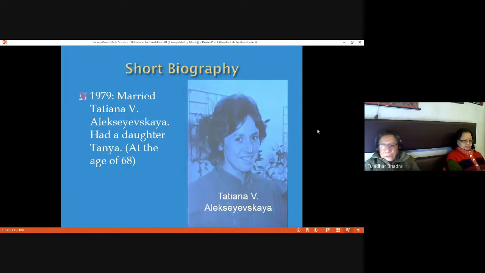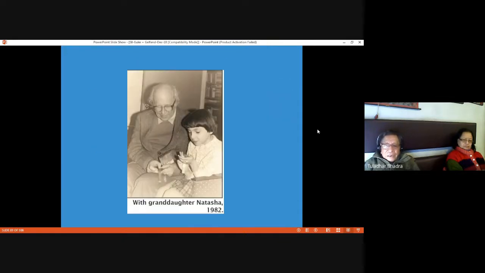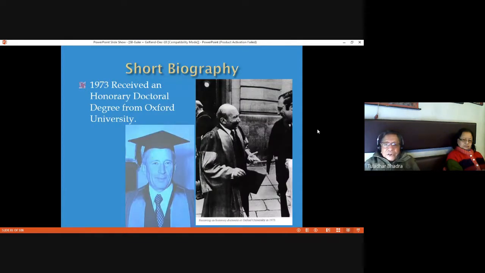His first wife died, and he married Tatiana Alexeyevskaya in 1979. They had a daughter, Tanya, born at a very late age of Gelfand, at the age of 68. This is a photo of Tatiana Alexeyevna, and they had a child, a small Natasha, grandchildren. In 1970, he received an honorary doctoral degree from Oxford University. So he went to Oxford University to get the honorary doctoral degree.